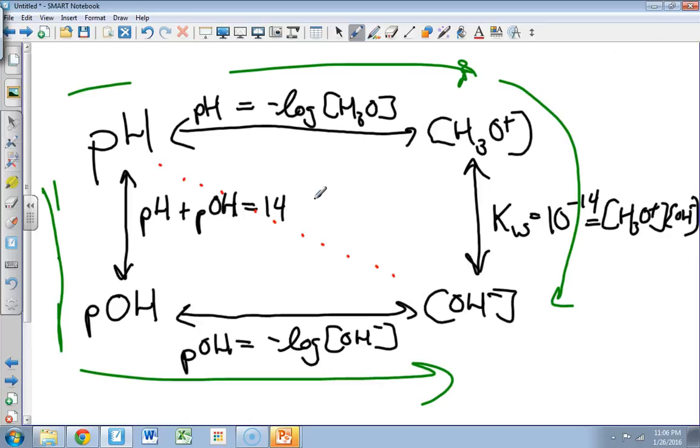This gives you a roadmap to be able to interconvert between pH, pOH, hydroxide ion, and hydronium ion. You can just keep going around and around. It's a neat tool, a pictorial device that helps you figure all of that out. So hopefully this will help you calculate the pH of bases, and have fun doing all that stuff.